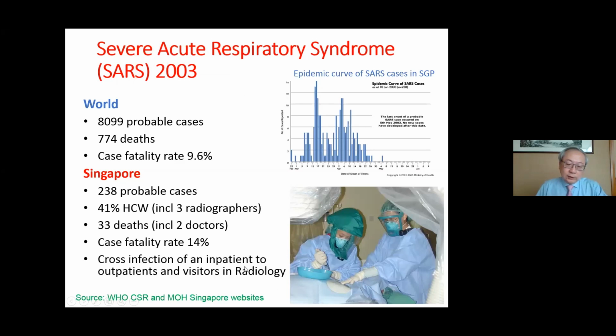Specifically in radiology, we were responsible for cross-infection of an inpatient to outpatients and visitors. And all these outpatients and visitors subsequently died of SARS. This picture is our fellow during SARS, wearing a PAPR. She was very brave. She did not run home despite SARS. And this was our nurse at that time, and she volunteered for almost every single case of SARS. So in times of adversity, sometimes the human spirit really shines through.